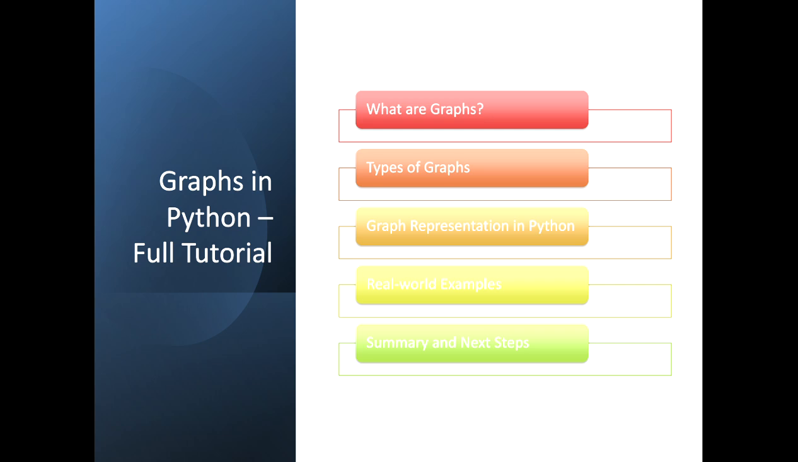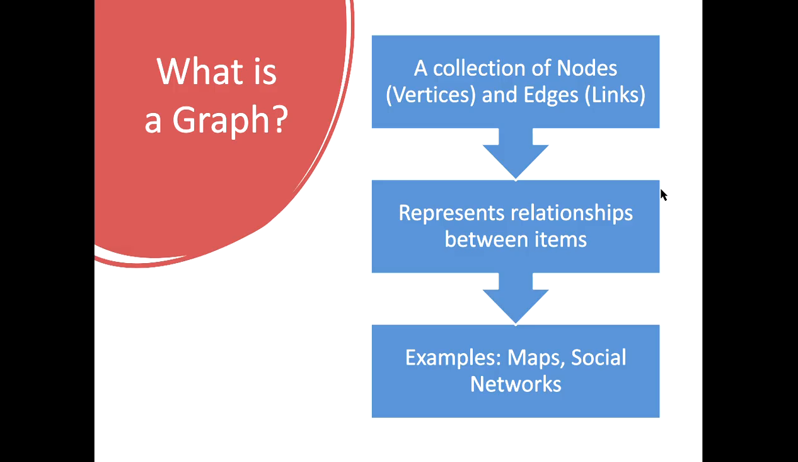And another example for a graph is social media. Users are the nodes and their friendship is the edge, which is the link between each user. Graphs also help represent relationships between things, not only persons. So let's move to the next section.